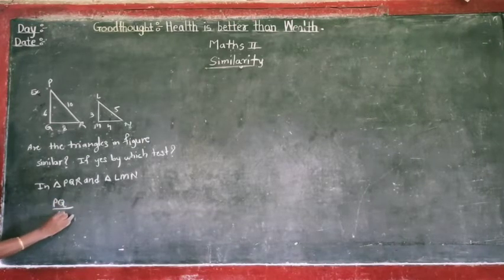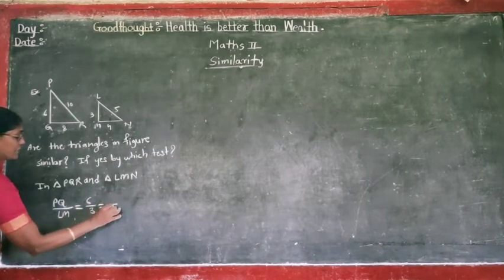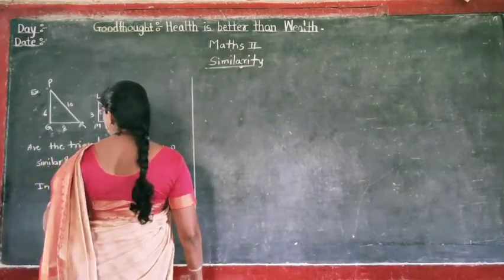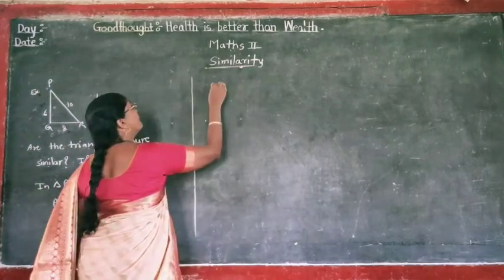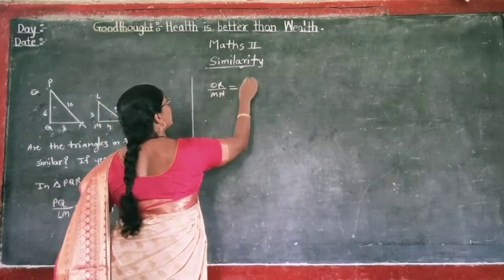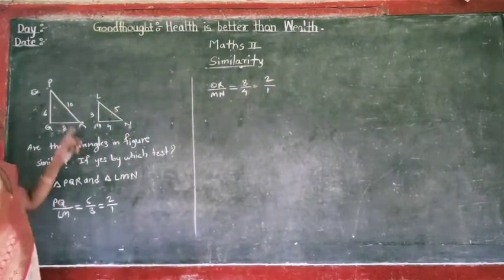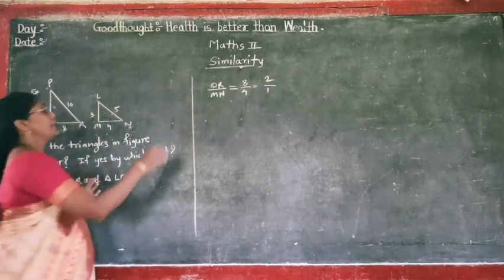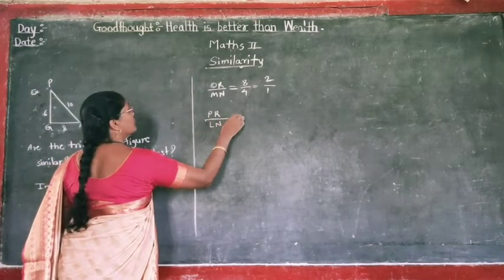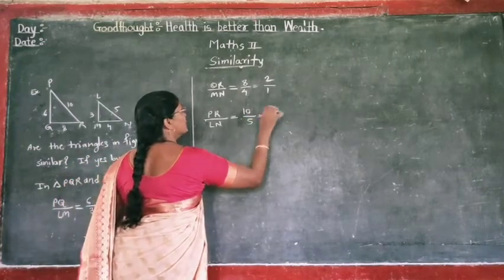PQ upon LM. PQ is 6, LM is 3. 3 1s are 3, 3 2s are 6. Second corresponding pair QR and MN. QR upon MN, ratio of these sides 8 upon 4. 4 1s are 4, 4 2s are 8. Third pair of corresponding sides PR and LN. Write ratio of these sides PR upon LN. PR 10, LN 5. 5 1s are 5, 5 2s are 10.